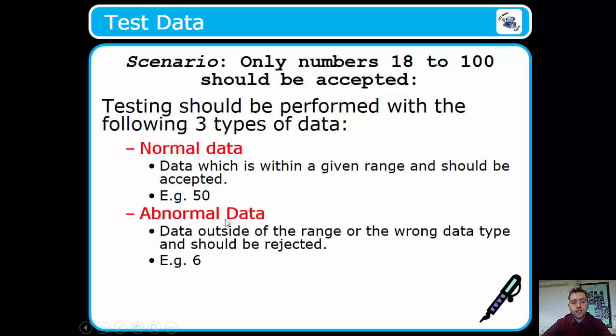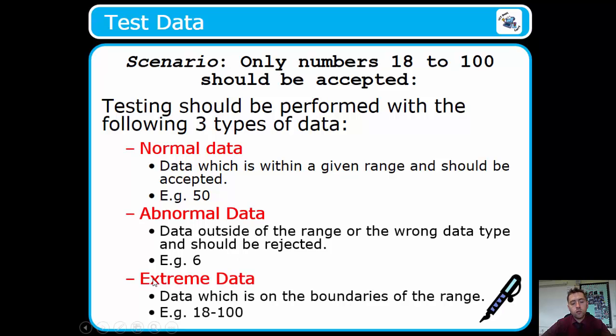Abnormal data is data that is outside the range, so perhaps number 6, or the wrong data type, for instance. So if you type in the word fish, then it's obviously not going to be a number between 80 and 100, so it should be rejected. That's abnormal data.